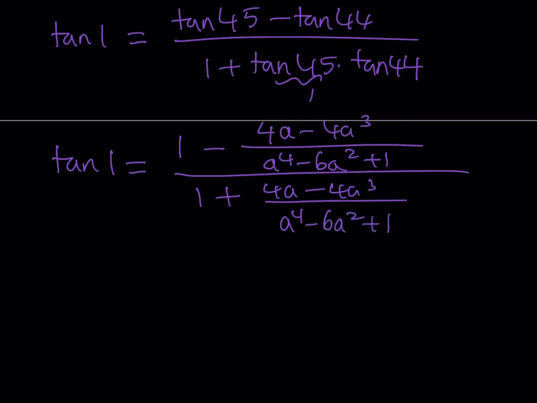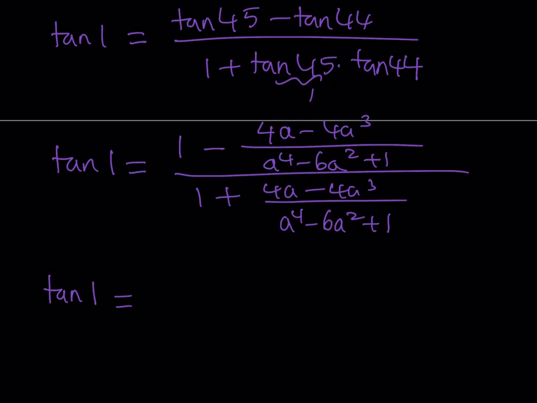Okay. Now we were able to find tangent 1 in terms of a. That was the goal, right? But I need to simplify this. Let's go ahead and simplify this and put it in a nicer way, right? Let's go ahead and do that. So how am I going to write tangent 1 in a nicer way? Well, I can just go ahead and make a common denominator.